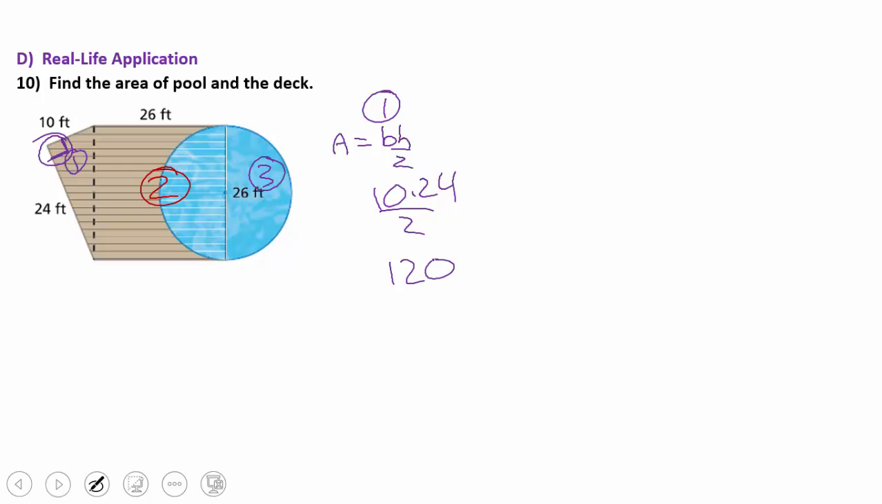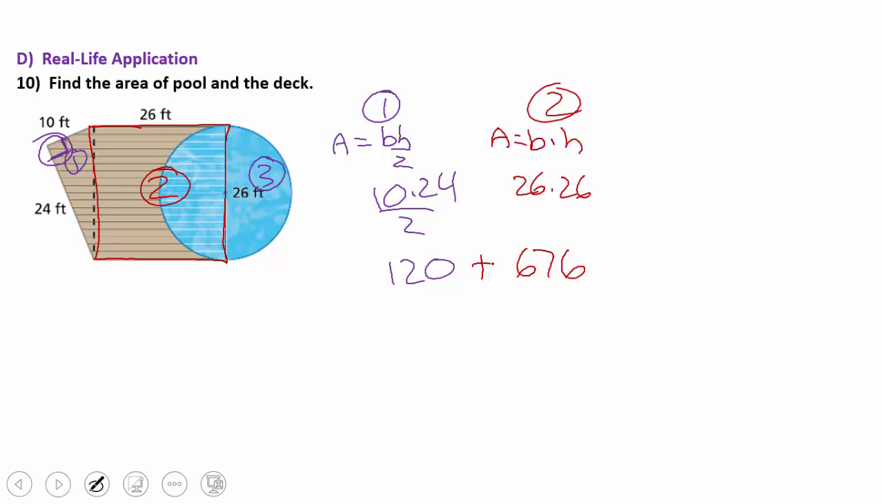And then we go to the square. It's a really big square, 26 by 26. So I'm going to go to the square, and that's base times height to get the area. And that's 26 times 26, which gives me a big number, 676. I'm going to add those together.